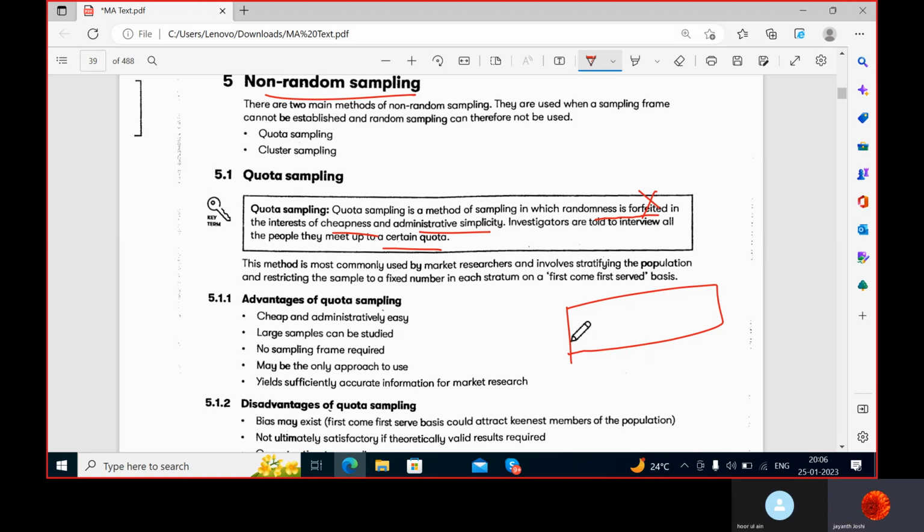Yes, sir. So the results are clear, na? That means you are not randomly picking anyone out of the group. You are just picking, or else, let's say, can you give some example of quota sampling? For example, there is a train which is going, and there are multiple bogies in this, but one bogie is fixed for women. That is quota, na? Yes, that goes under women's quota.